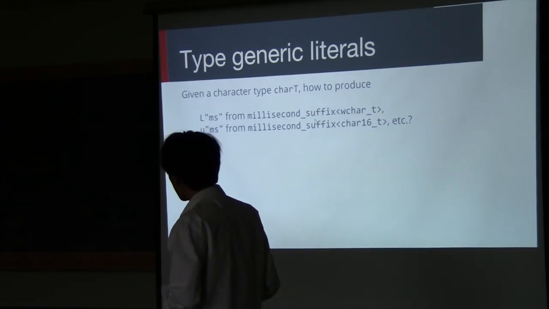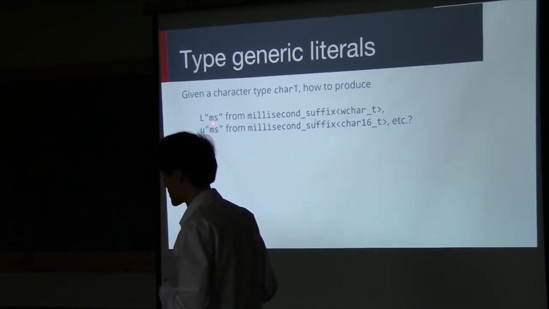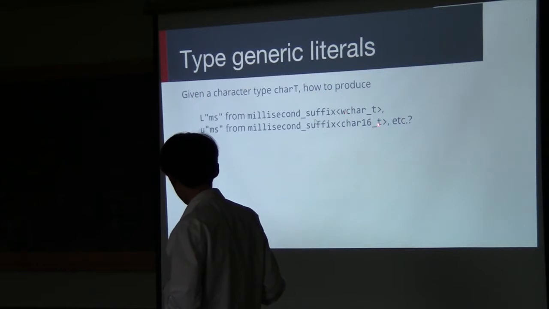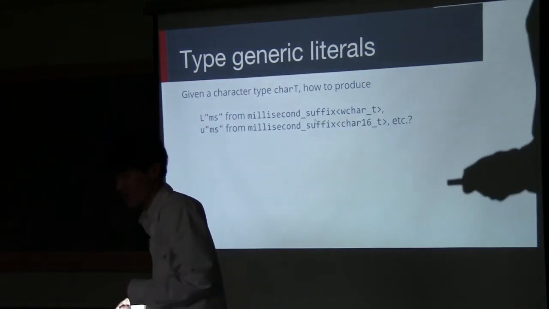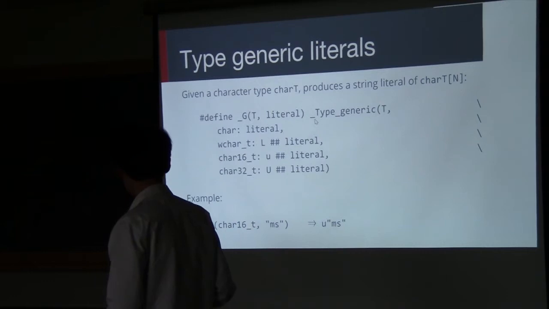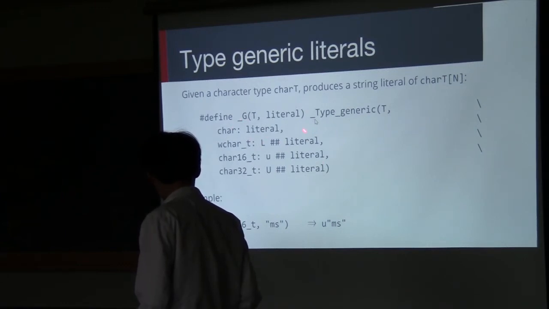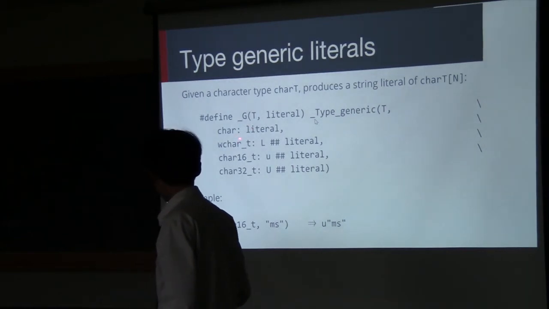If you look at Visual Studio's filesystem header or Boost's Chrono IO header, you'll find many specializations returning exactly the same thing prefixed with a corresponding character, and you have to specialize each of these and repeat those things and prefix them. But with generic selection expression, we can simply do this. Define a macro. Take the type, filter on the type, concatenate the prefix with the literal. There you go. So why does this work?